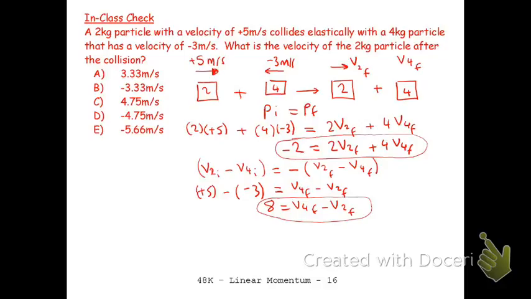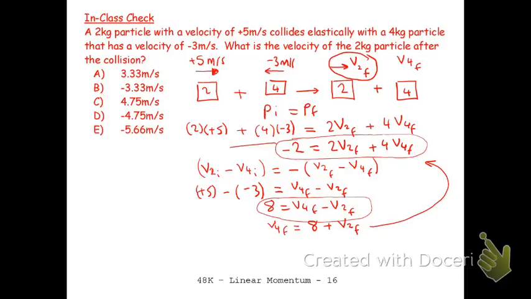So I've learned over the years, and this is what I learned to do as a teacher: what is the velocity of the 2 kilograms? So I put a circle around that, because that's what I'm after. I'm going to try to solve for V4 in one of these equations, then substitute back in. So V4 final is equal to 8 plus V2 final. There's my rearrangement, and then I take that and put it in here.